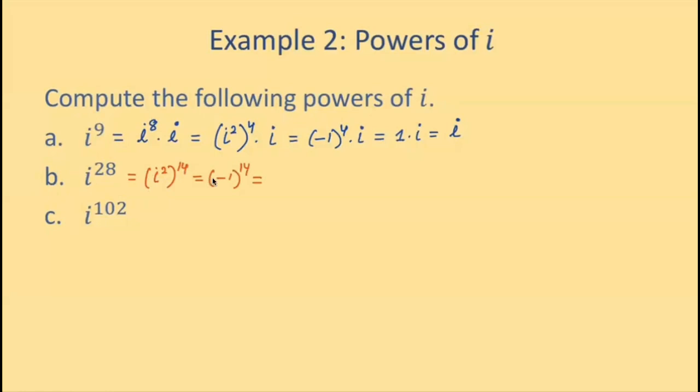And as I said before, a negative raised to an even power is a positive number. So my final answer is positive. And I'm multiplying 1 with itself 14 times. 1 times 1 times 1, we keep going, but that's always 1. So i raised to 28 is 1. That's an even power. The next one you are seeing here is also an even power, but let's see what happens.